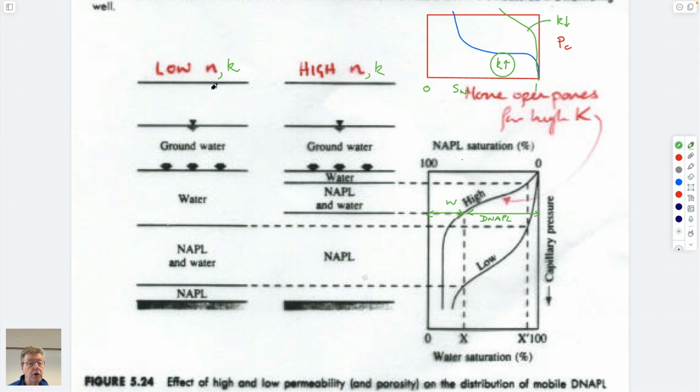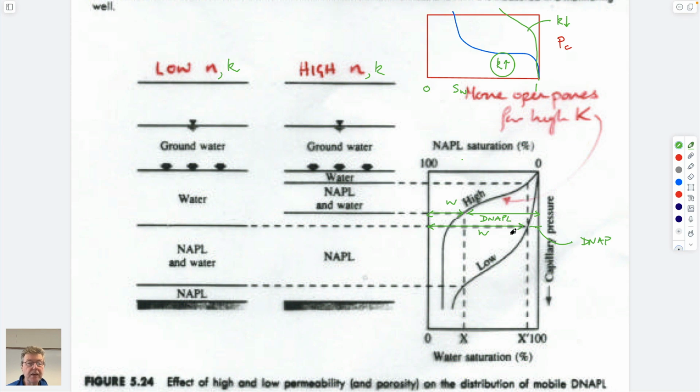But if you have a low permeability, if you're working on this curve, it takes a much higher bubbling pressure to get into the system in the first place. And so in the upper regions, you'd expect more of it to be water-filled and partially water and NAPL, and only at deeper depths would it be NAPL-filled. So if you look at this elevation here, actually this happens to be water still, and this happens to be DNAPL.